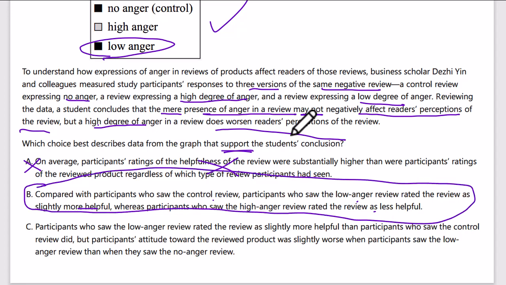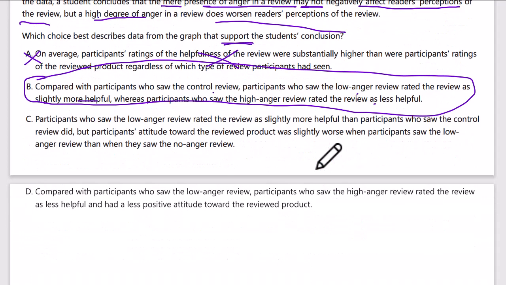Let's quickly check C and D. Participants who saw the low anger review rated the review as slightly more helpful than the participants who saw the control review did, but participants' attitude toward the reviewed product was slightly worse when participants saw the low anger review than when they saw the no anger review. It was worse for the low anger than the no anger. Yeah, but that's not really the right comparison, right? So the claim is some anger, good, a lot of anger, bad. It's not versus the control here, which is all this C is saying.